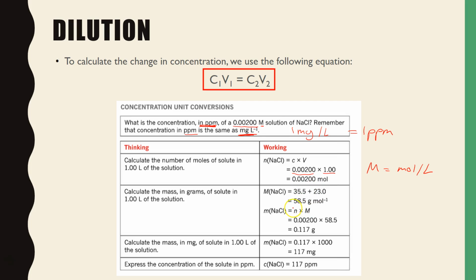To calculate the mass of that particular amount of sodium chloride, we simply add the atomic masses to get the molecular mass and multiply by the moles, which gives you 0.117 grams. Given that 1 milligram per litre is equal to 1 part per million, we've converted the mass in grams to milligrams, and that will give us the concentration in parts per million, because we have 117 milligrams per litre, given that we've used litres here, so we have 117 parts per million.